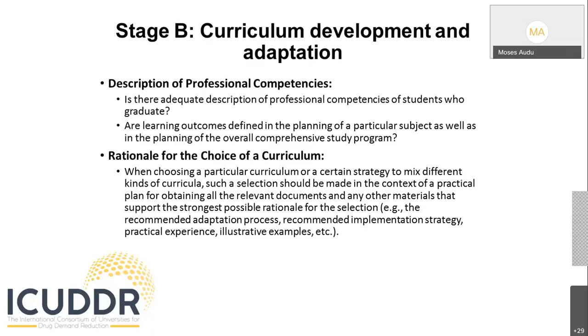And then the rationale for the choice of a curriculum. When choosing a particular curriculum or a certain strategy to mix different kinds of curricula, such a selection should be made in the context of a practical plan for obtaining all the relevant documents and any other materials that support the strongest possible rationale for the selection, e.g., recommended adaptation process, recommended implementation strategy, practical experience, illustrative example. All these are questions that we need to ask when we're drafting a curriculum.